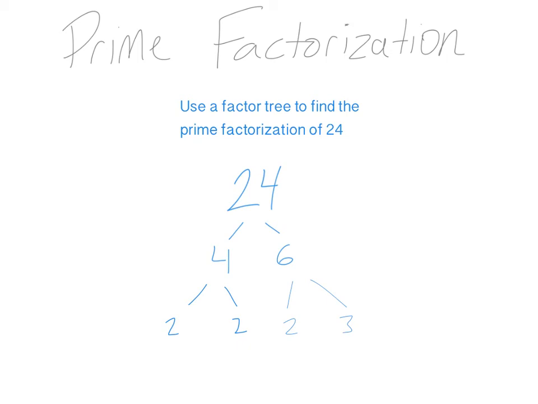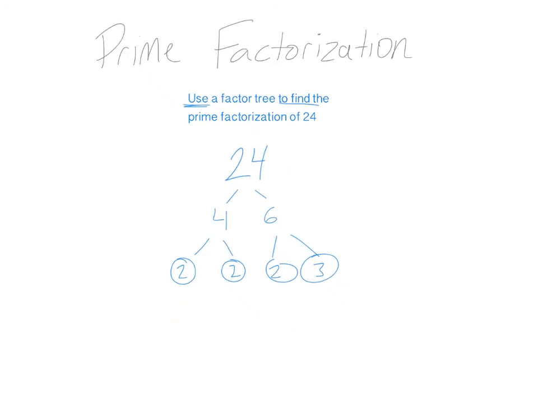2 is a prime number. Why? Because the only way to get to 2 is 1 times 2. 1 and itself. Okay, so that's prime, so I'm going to circle it, circle it, circle it. 3 is also prime, circle it. So guess what? We're done, right? Wrong, we're not done. You use a factor tree, use it to find the prime factorization.